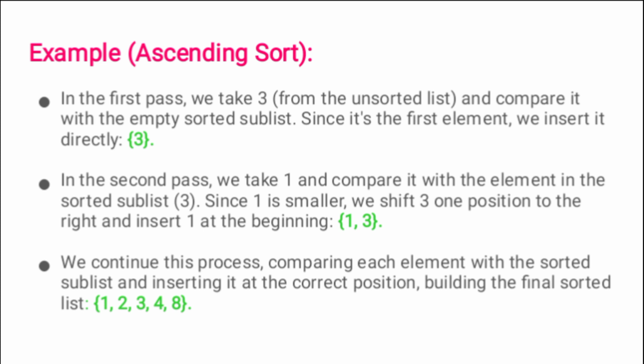Since 1 is smaller, we shift 3 one position to the right and insert 1 at the beginning, that is 1, 3. Then continue with this process, comparing each element with the sorted sublist and inserting it at the correct position. So, building the final sorted list that includes 1, 2, 3, 4 and 8.